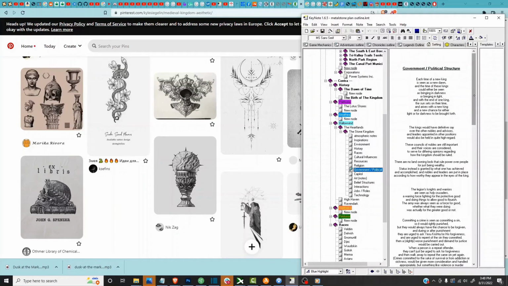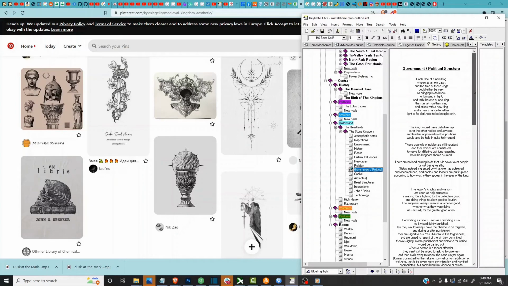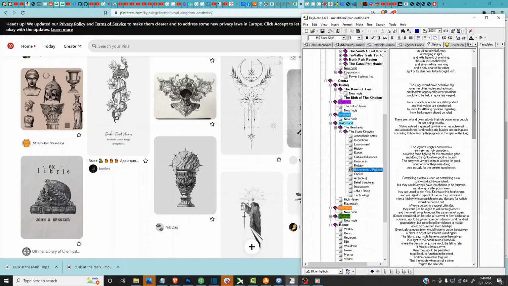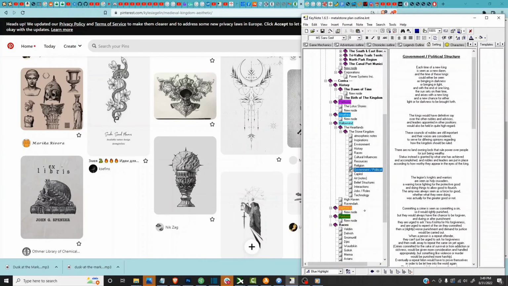So we can also look at notes that we've already taken to give us some insight into some more specific jobs or roles that this kingdom would have. We can look at things we've noted, like the government and political structure or the religion, for example. I noticed that one of the things that I have noted here is that there are no landowning lords that hold power over people for just being wealthy. Status instead is granted by what one has achieved and accomplished.